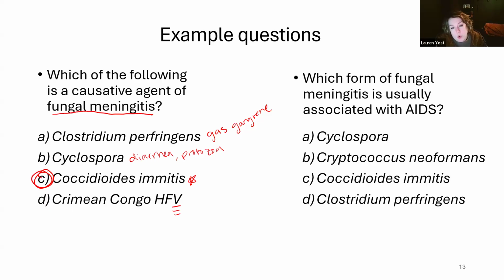And then next, which form of fungal meningitis is usually associated with AIDS? And that we just have to know. Remember, Cyclospora, this is a protozoal diarrhea. Cryptococcus neoformans found in bird droppings, often associated with AIDS patients, fungal meningitis. Coccidioides immitis, it does lead to fungal meningitis, but it's not associated with AIDS. It's just one of those random types of illnesses. And then Clostridium perfringens associated with gas gangrene. That would not mean. So B is our best answer here.